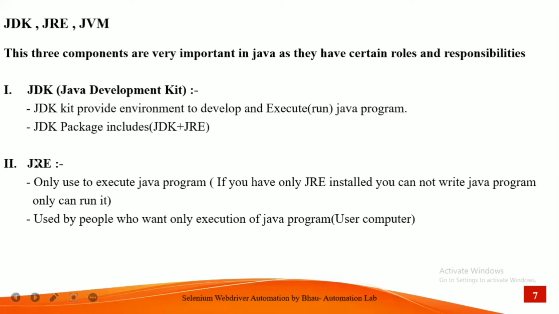So what is the role of JRE? JRE stands for Java Runtime Environment, and it is used to execute Java programs, only run them, not develop. JDK is used to develop and execute Java programs, because the JDK has the JRE inbuilt, right? If you install the JDK, you can develop Java programs and also run them. But with JRE, you can only run Java programs.